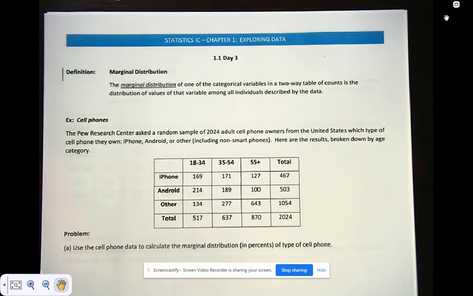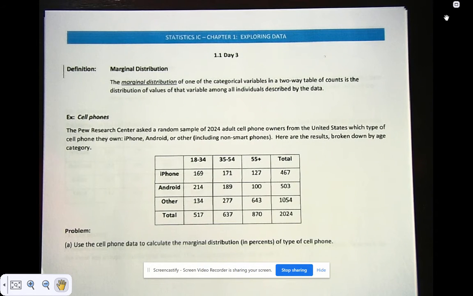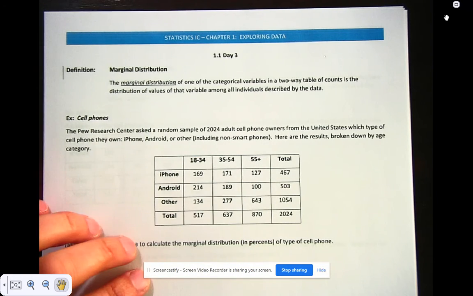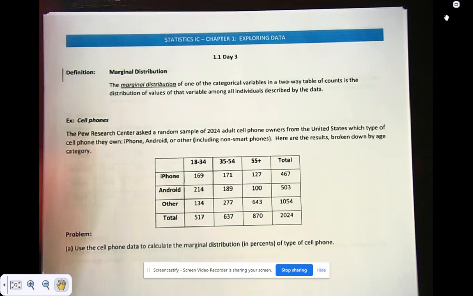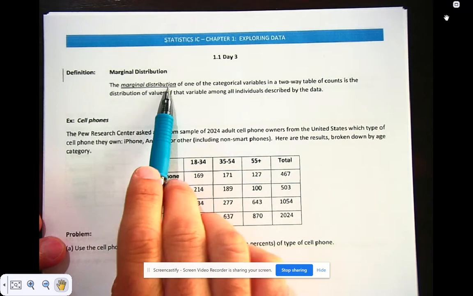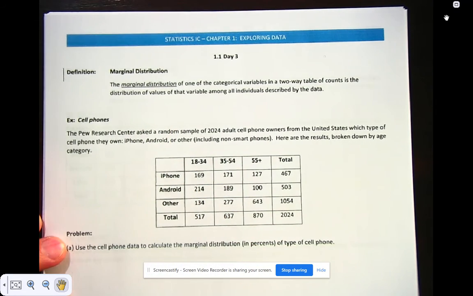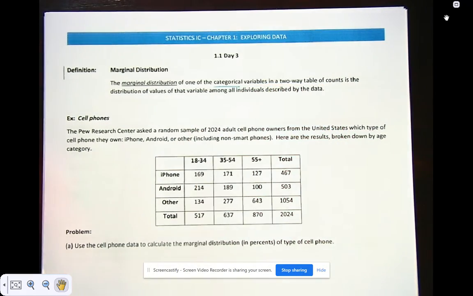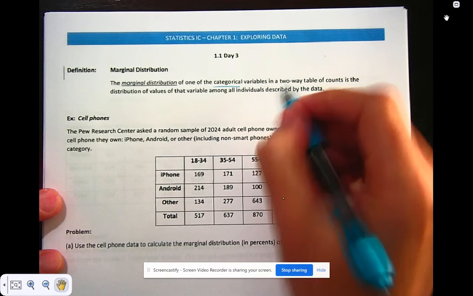It gets a little bit more mathematical today, but nothing too challenging at all. We're going to talk about what's called a marginal distribution. Again, distribution is just a fancy word for displaying data. Okay, and so it tells you here that the marginal distribution, underlined because it's vocab, of a categorical variable. So now we know what categorical means. It does not make sense to find an average. Okay, so categorical variables in a two-way table, lots of vocab here.